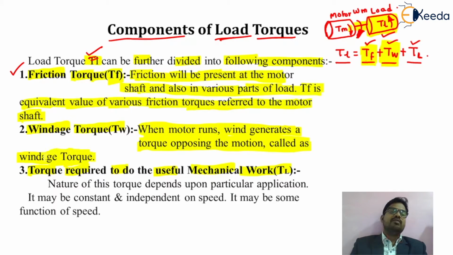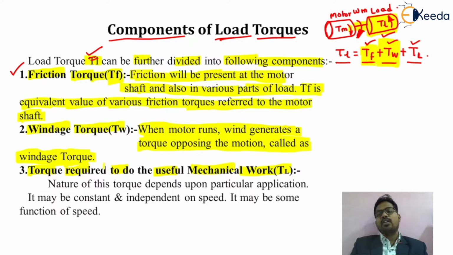because as we know, the torque is the force that causes a motion. So such kind of torque is called the windage torque. Basically this will be available in the motor when it is surrounded by wind. So this is called windage torque.